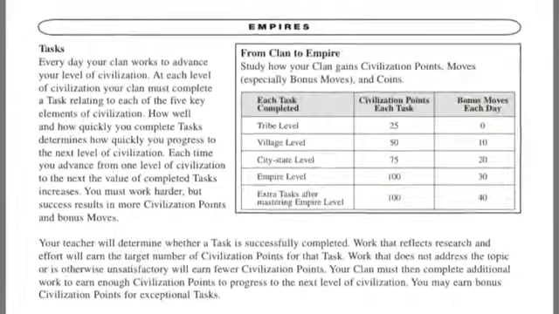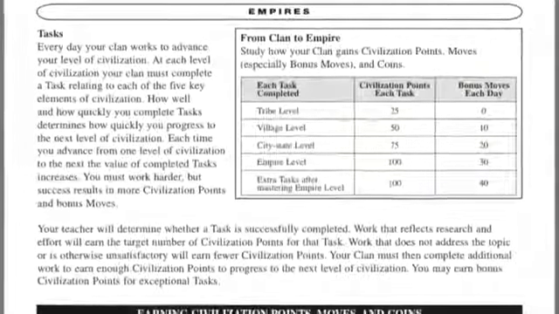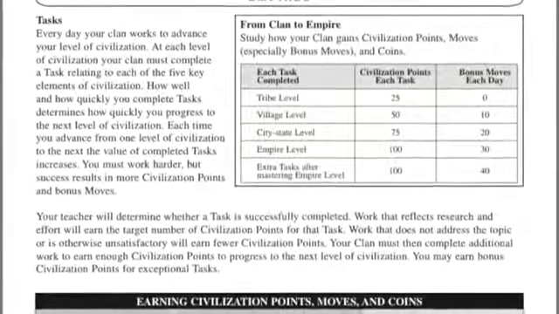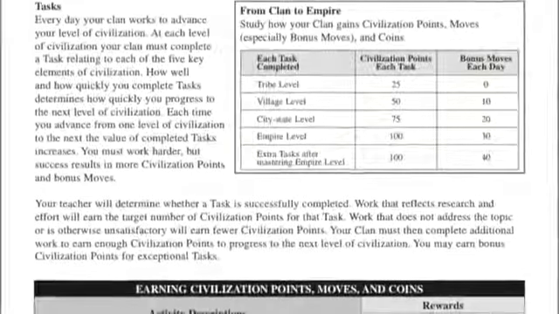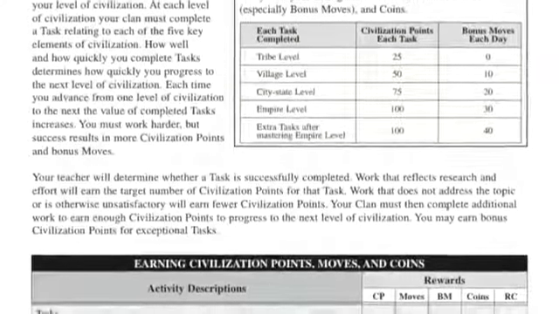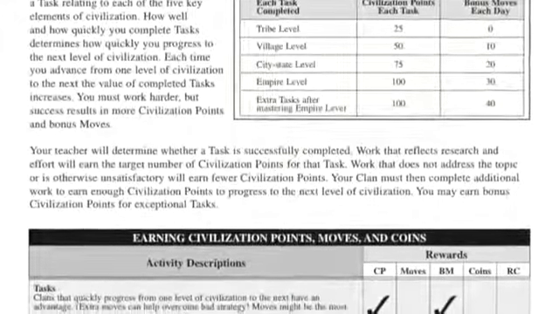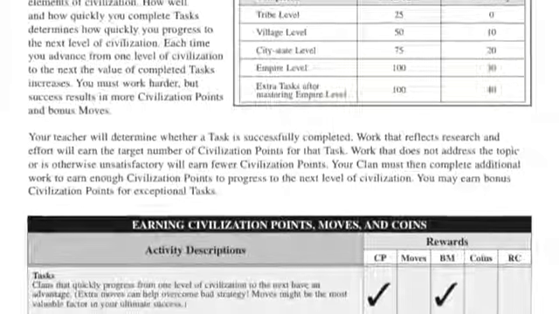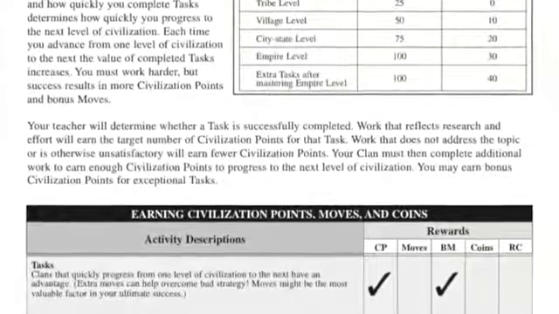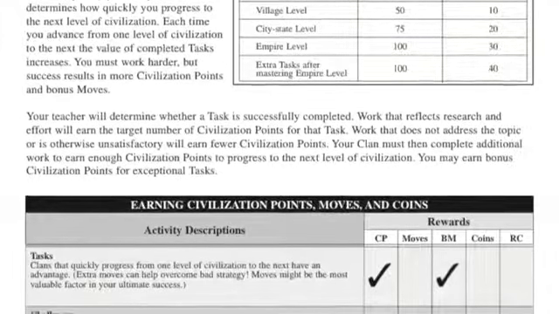Your teacher will determine whether a task is successfully completed. Work that reflects research and effort will earn the target number of civilization points for that task. Work that does not address the topic or is otherwise unsatisfactory will earn fewer civilization points. Your clan must then complete additional work to earn enough civilization points to progress to the next level of civilization. You may earn bonus civilization points for exceptional tasks.